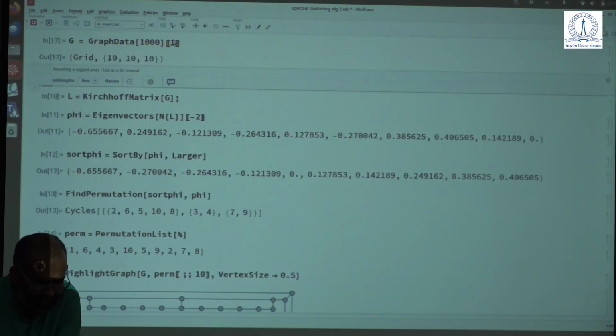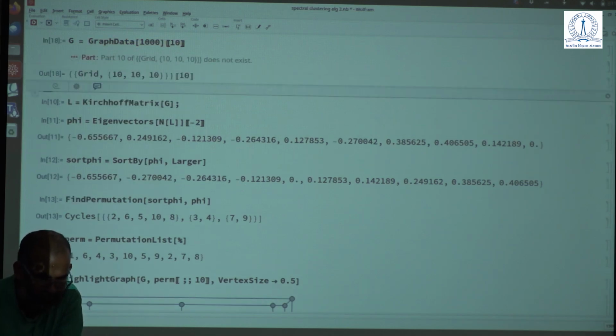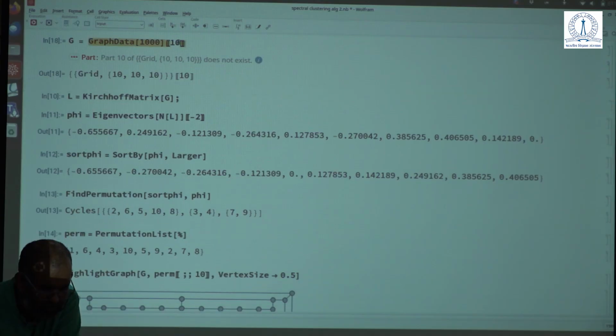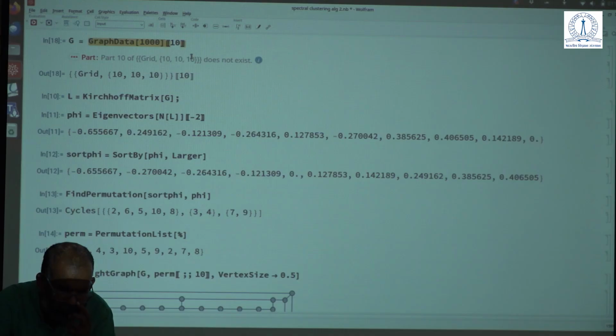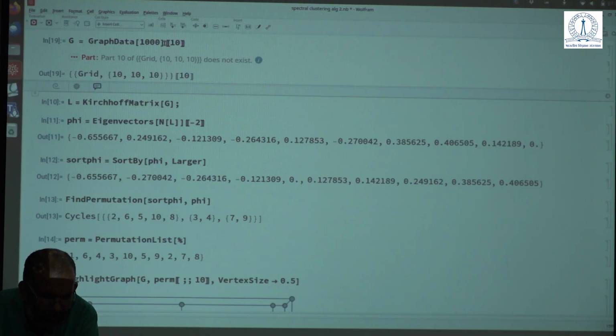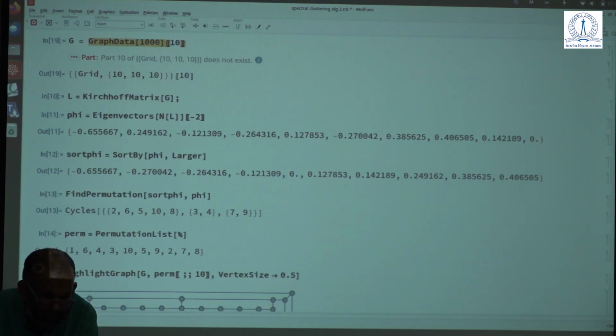Okay. Oh, so it's just giving me the 10 by 10 by 10 grid. It's a 10 by 10 by 10 grid. But try another one like 10 or something. Hopefully it's better. Oh, it does not exist. Try a big one. Oh, it's not part of it. Okay, so maybe 2, 3. No, it's saying part 10 of grid does not exist. I'm confused. Okay, just try it one more. I'll just do 2.